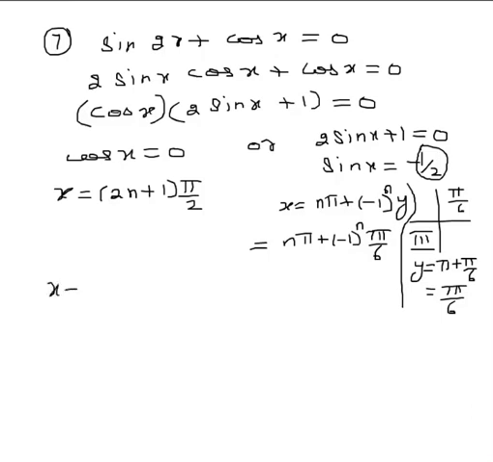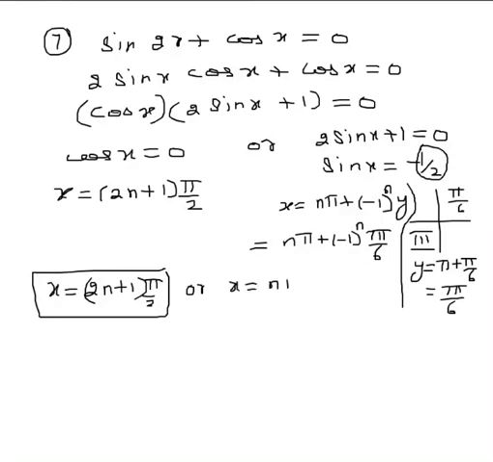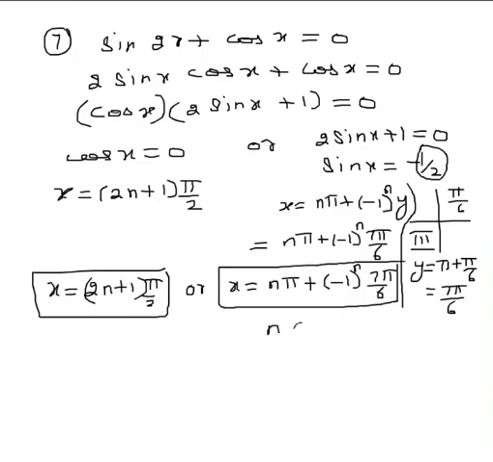Therefore, we will write the general solution. X is equal to 2n plus 1 times pi by 2, or x must be n pi plus minus 1 whole power n 7 pi by 6, where n belongs to z. N can take any integral value, integer.